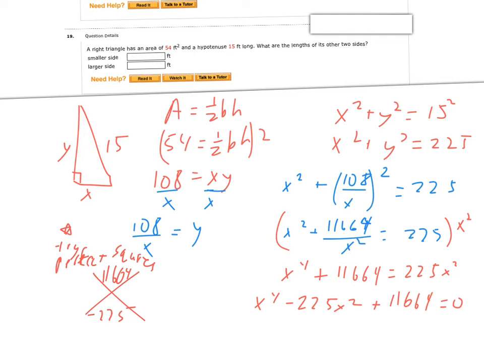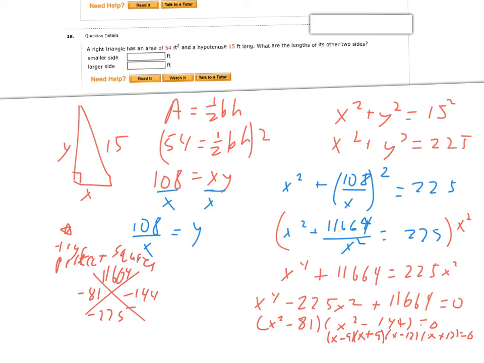So I'll try 11664 divided by 36, and that gives me 324, but that does not add up to 225. So I'm going to try 49. That's a decimal. 64, decimal. 81. Oh, and that one works. So if I got negative 81, negative 144, that will work out. So this is x squared minus 81, x squared minus 144, which I can actually factor further as x minus 9, x plus 9, x minus 12, x plus 12 equals 0.